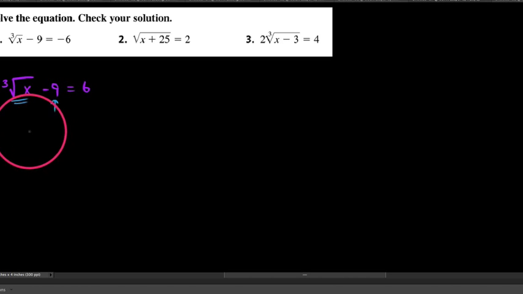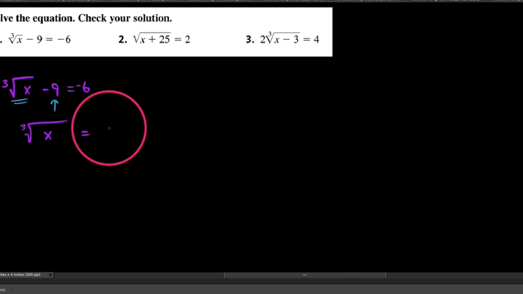So let's get rid of this 9. We're going to add 9 to both sides. So we get the cube root of x is equaling, this was close, negative 6 here. So negative 6 plus a positive 9, if I were to add 9 to both sides here, then I would get a positive 3 on the right side.